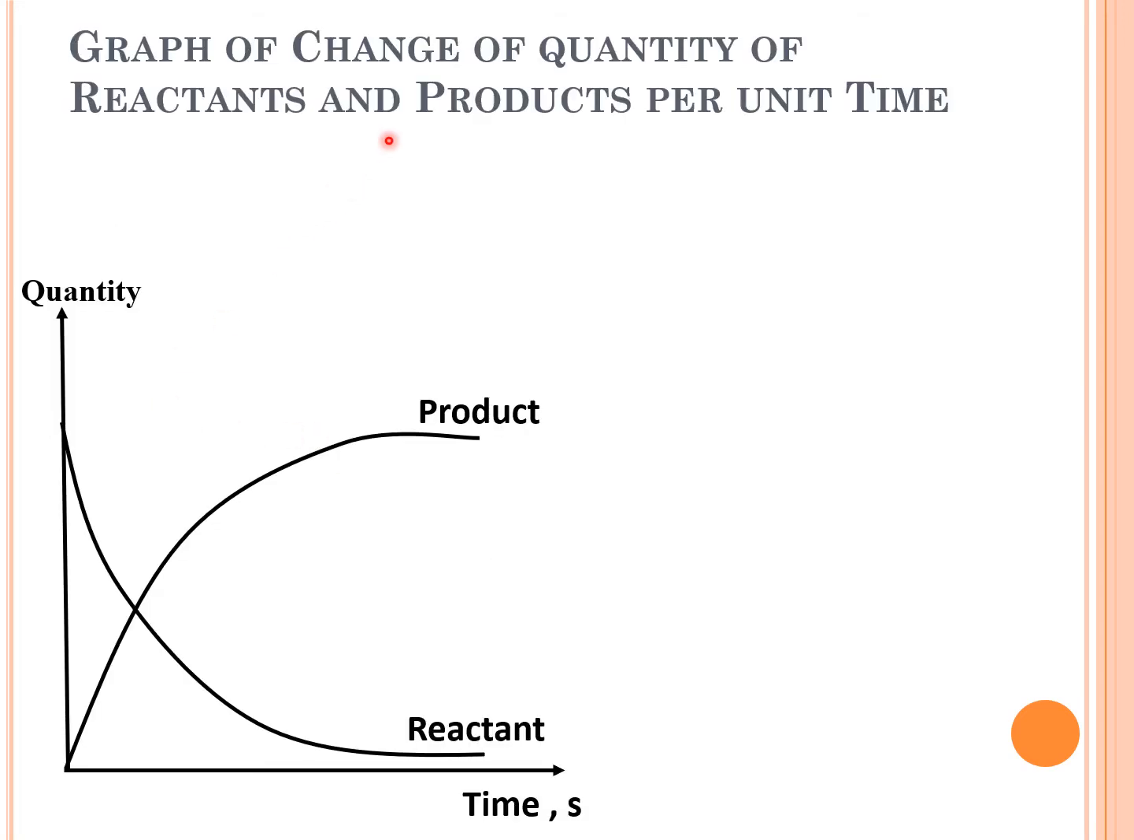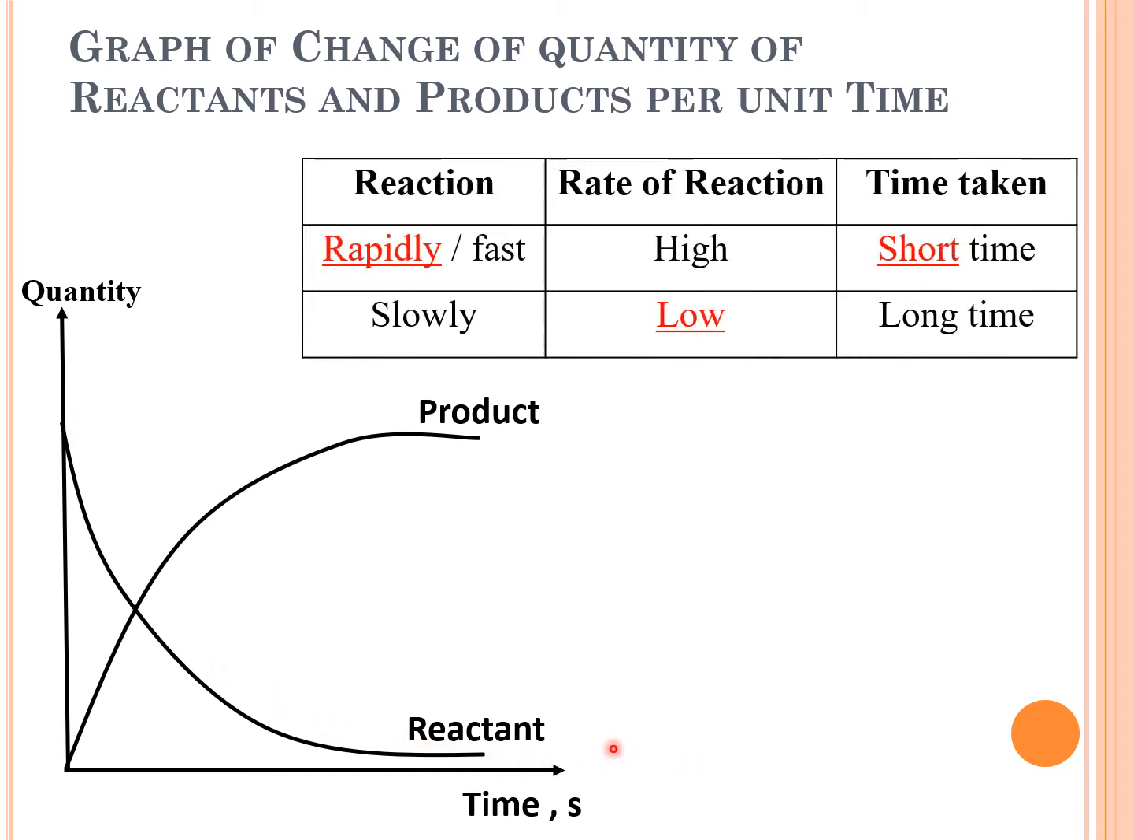Okay, graph of change of quantity of reactants and products per unit time. As you can see from the graph, this is the quantity and this is the time. Okay, I take the second for example. The product will increase. Okay, tapi bukanlah increase until when? At one time it becomes constant. For reactant, it will decrease, and until one time it will become constant.